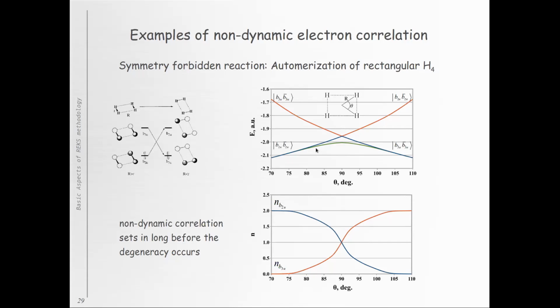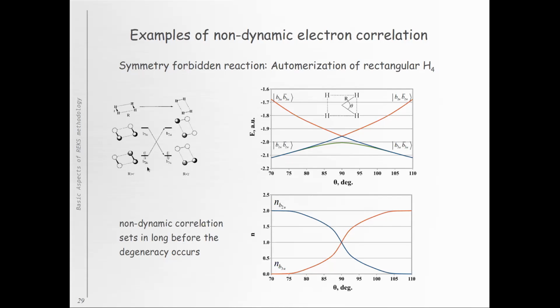So we have now, with the two configurational expressions that I showed you before, a smooth curve along this automerization, let's say, coordinate, and we see that the occupation numbers of the respective orbitals smoothly vary between 2 and 0, right. So this is one of the examples of symmetry forbidden reactions. It's very simple. Chemically, it's probably meaningless. However, this illustrates a symmetry forbidden reaction.